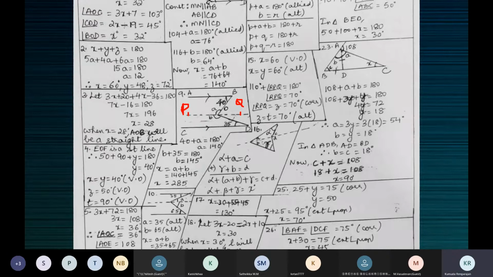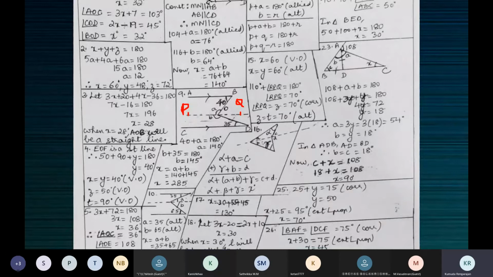Next, Kanishka, after that, what would you write? Ma'am, AB is parallel to PQ. Okay, that is by construction. Then AB is parallel to CD. That is given to us, correct? Yes, ma'am. So AB is parallel to PQ, construction. AB is parallel to CD, given. So from these two, what is the new result? PQ is parallel to CD, ma'am. PQ is parallel to CD.